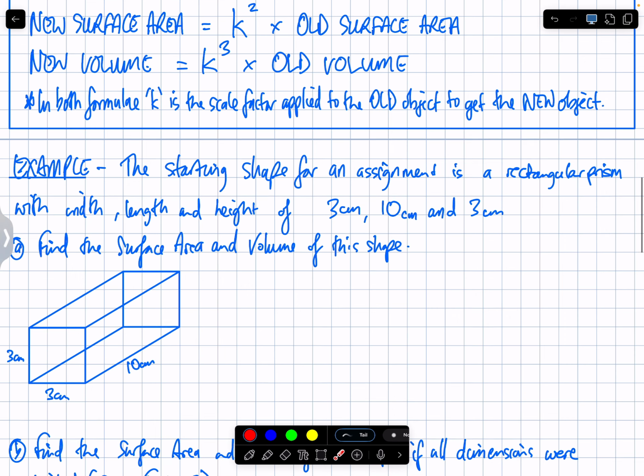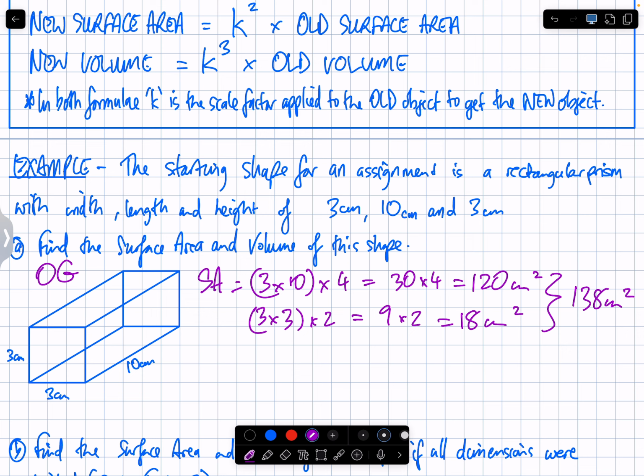Are they the only sides of this shape? We've got 2 squares on the end. So that's going to be 3 times by 3. And how many of those are there? 2. So 9 times by 2 is going to be 18 square centimeters. So together, 138 square centimeters. The surface area. Volume, this is a little easier. 3 times by 3 times by 10, 90 cubic centimeters. So I'm going to put boxes around those because they are the OG.